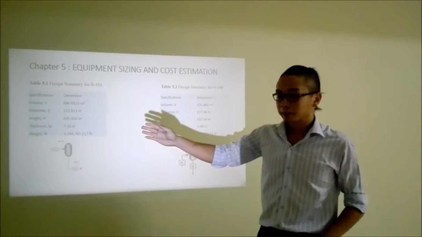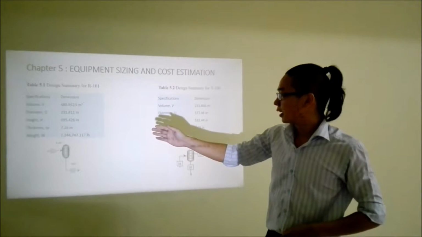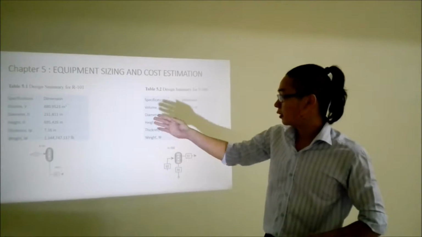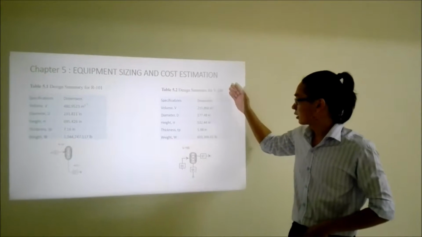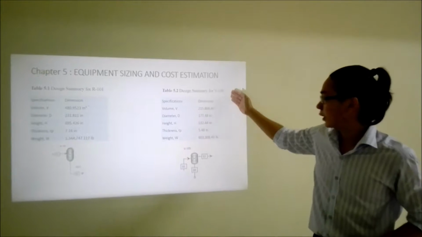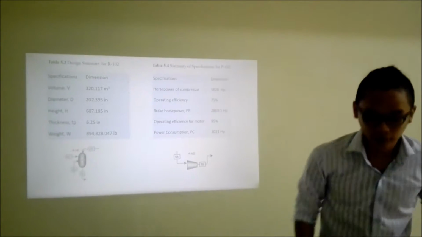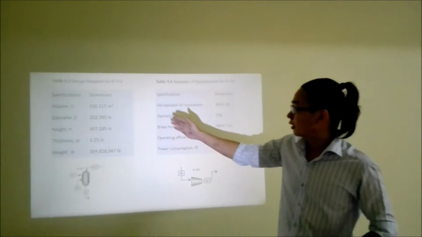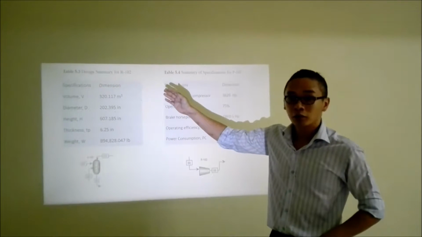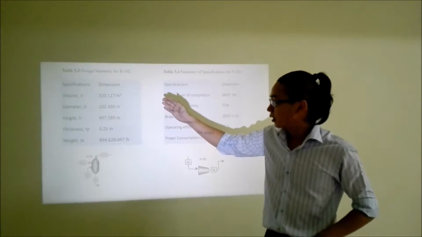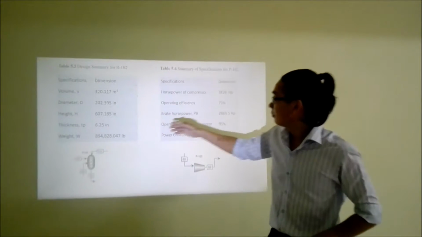So for the following designs, we will include every one of these specifications. So this is the design summary of the separator 1. Next is the design summary for reactor 2, which is R102. The specifications are the same.